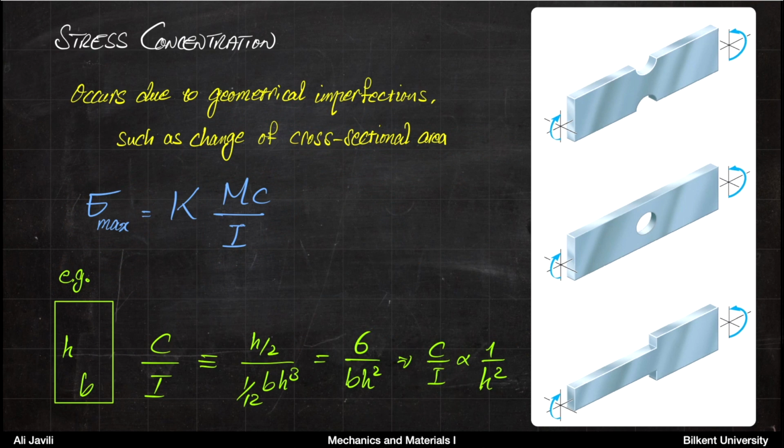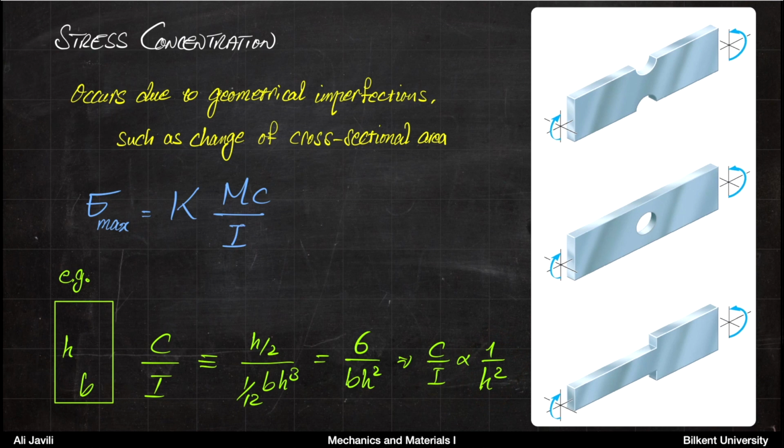For instance, if we look at a rectangular cross section here, assuming that the dimension here is b and height is h. Now, if you look at this formula and you look at c divided by I, you can see that this relation is h over 2 divided by 1 over 12 bh cubed, which tells you that c over I is proportional to 1 over height squared.